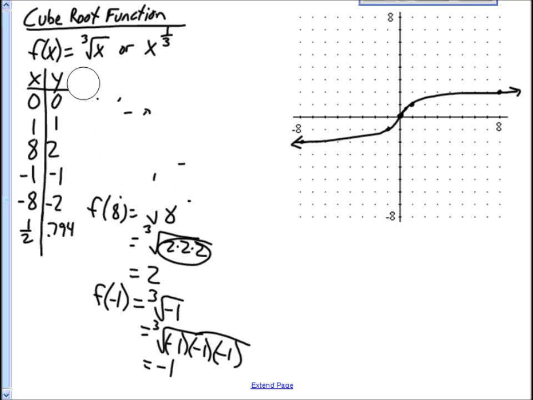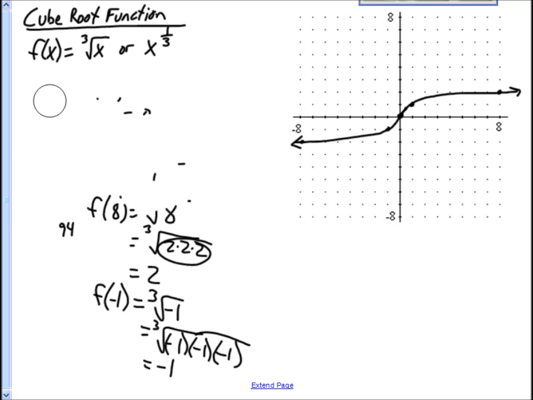Okay, so there's the third root function, or the cube root function, the third root of x, or x to the 1/3. Let's talk about our domain on this thing.